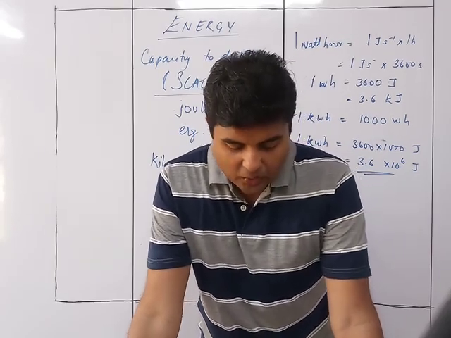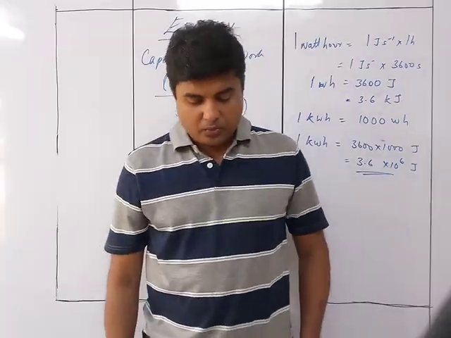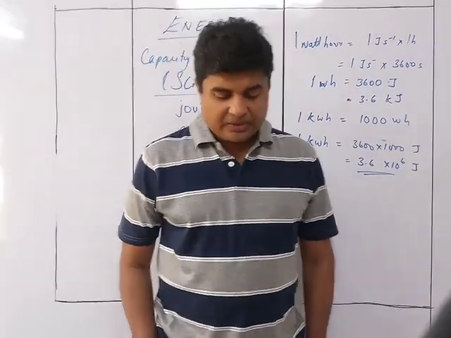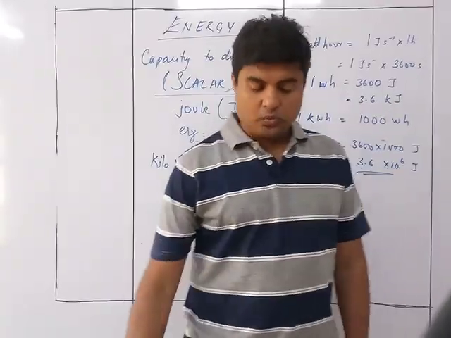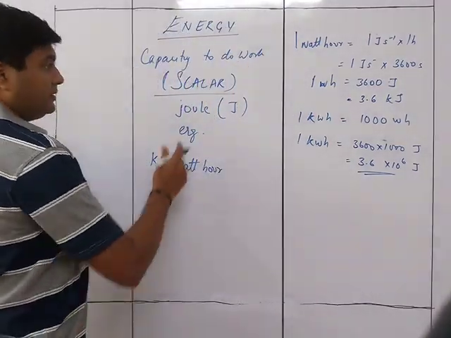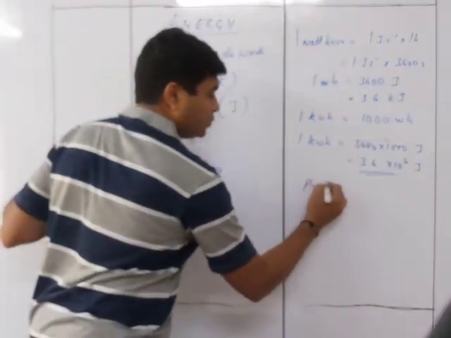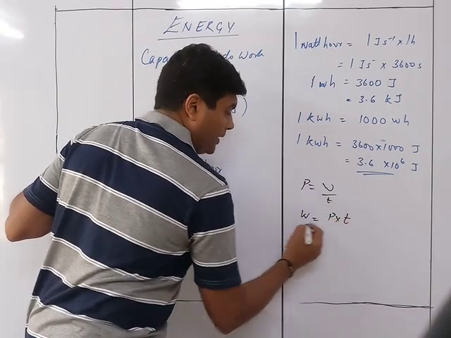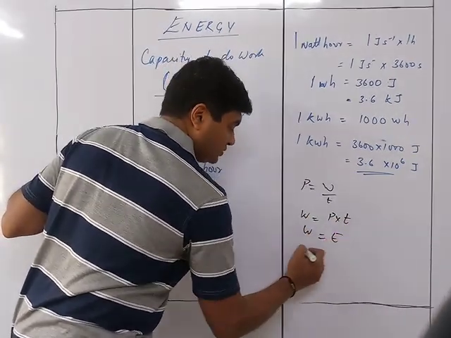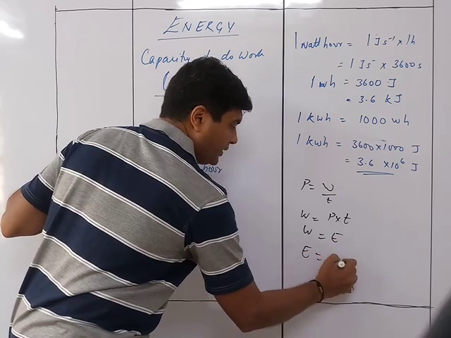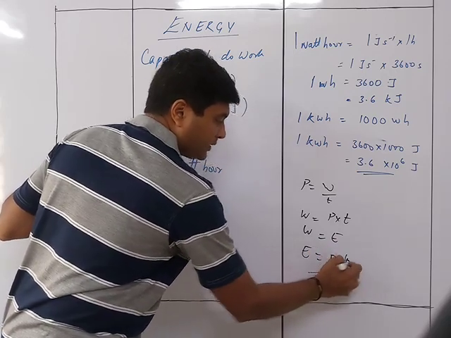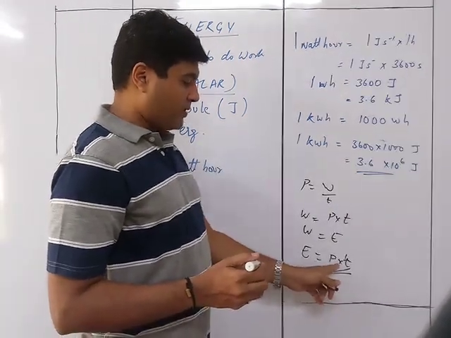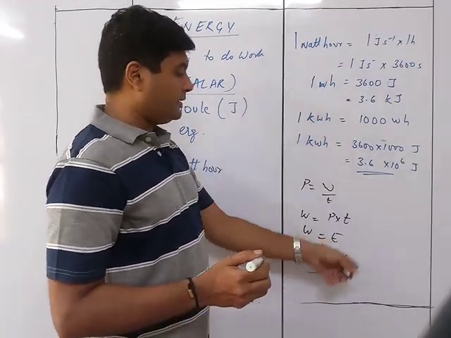So watt and kilowatt are units of power, while watt hour and kilowatt hour are units of energy, since power into time is work, because we know that power is equal to work upon time. So work is equal to power into time, but work is equal to energy, therefore energy is equal to power into time. That is why we have watt hour. Watt is power, hour is time.